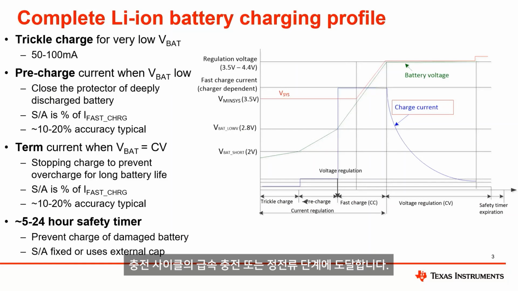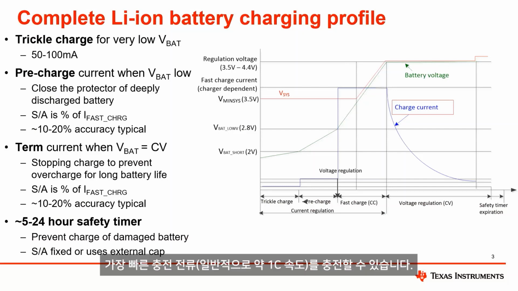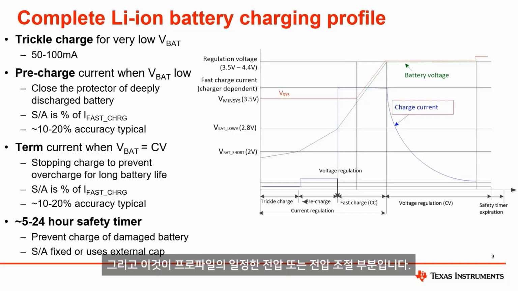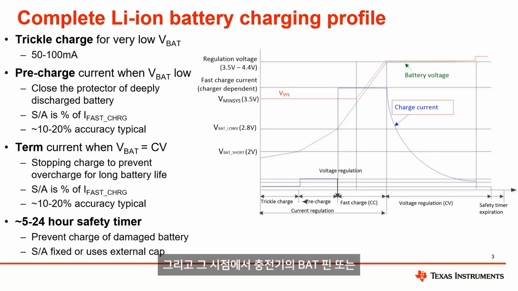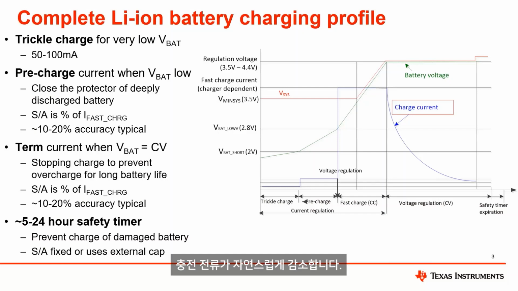the fast charge or constant current phase of the charge cycle, where you charge at the fastest charge current that the battery can handle, which is usually around the 1C rate. And then eventually you will hit the maximum battery charge voltage or battery regulation voltage, and that's the constant voltage or voltage regulation portion of the profile. And at that point, the charge current naturally tapers down due to the undesired resistance between the charger's bat pin or the remote sense pin and the actual cells that are in the battery pack.